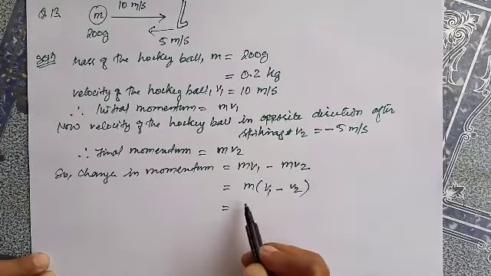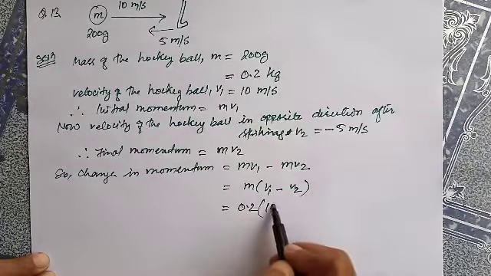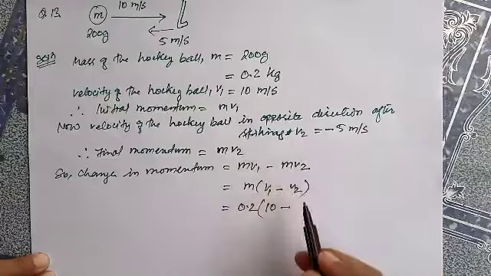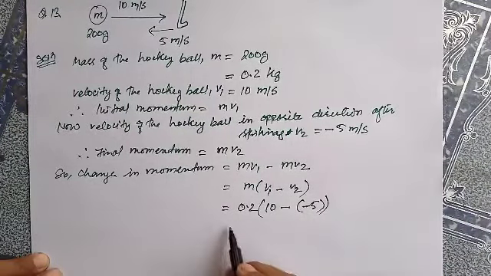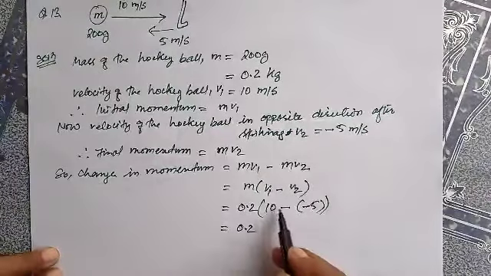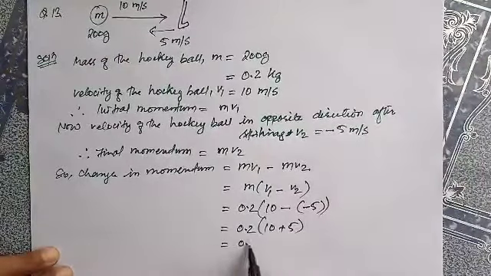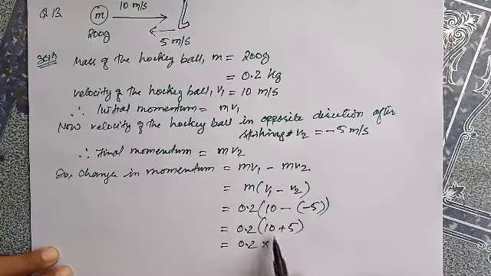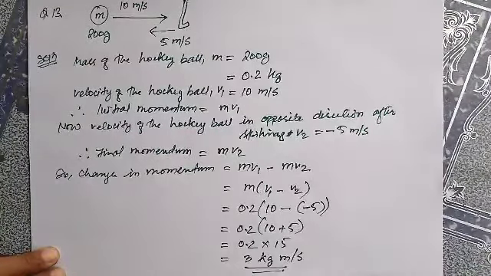So, the value of m is 0.2. The value of v1 is 10 minus value of v2 is minus 5. So, put in bracket 0.2 times, minus minus will become plus, 10 plus 5 is equal to 15. If you multiply these two, you will get 3 kg meter per second. So this is the change in momentum.